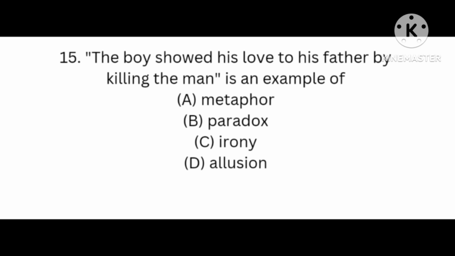Option C is irony. Irony is a deviation from reality. When you say the opposite of what you have in mind, we call it irony. The meaning of allusion has been explained. The right answer is irony. Irony is the opposite of what you have in mind. The right answer is option C, irony.